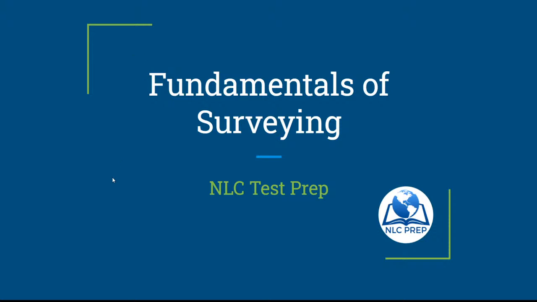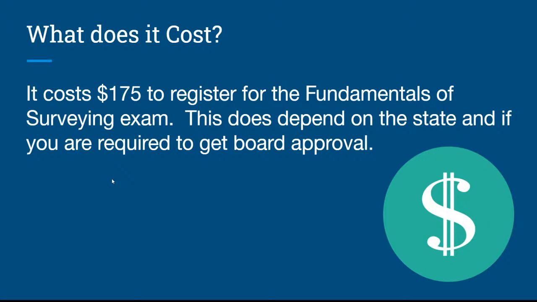So, fundamentals of surveying. First is, what does it cost? That's the biggest thing we get from a lot of individuals. The FS costs $175 to register for the fundamentals of surveying exam. However, depending on the state that you are in will determine whether or not you need board approval first. For instance, in the state of Texas, you're going to need board approval prior to signing up for it. In the state of California, you can take the fundamentals of surveying prior to getting approval from the board.